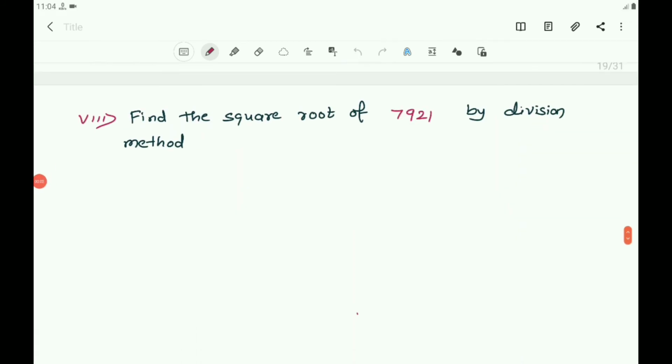Now take question number 8. Find the square root of 7921 by the division method. Take that number, 7921. This number has 4 digits and its square root has 2 digits. Now put the bar for pairs of digits. Here there are 4 digits, so you will get 2 bars of 2 digits. Now take 1 and 2, which come under one group, so you put the bar over 21.